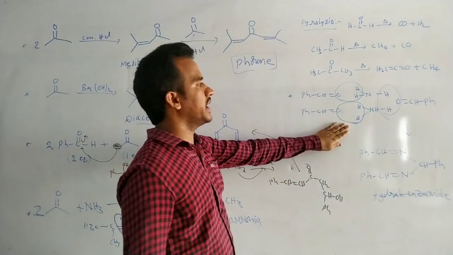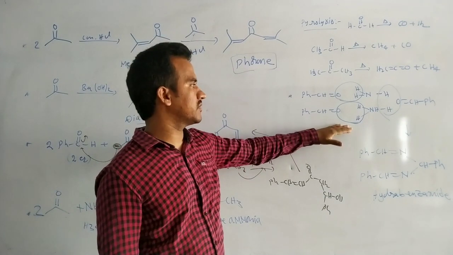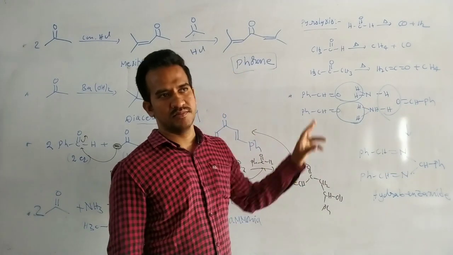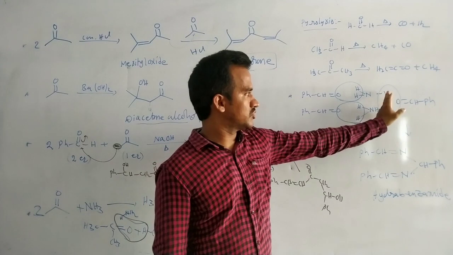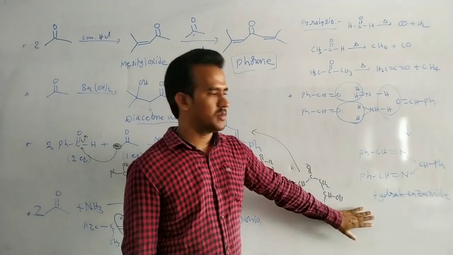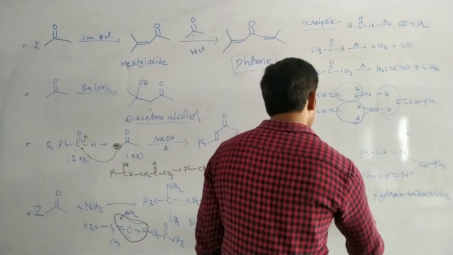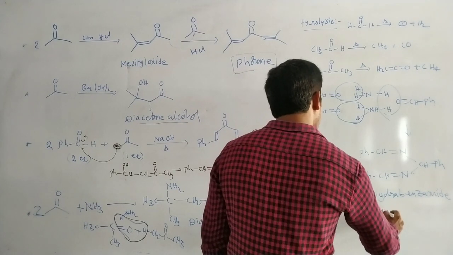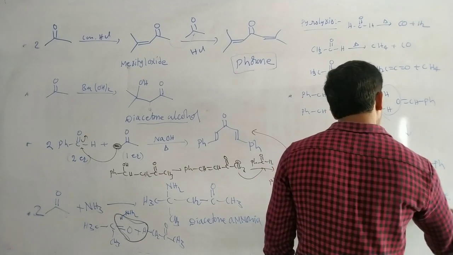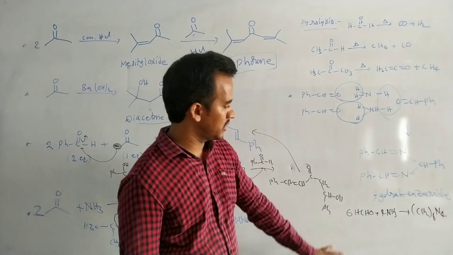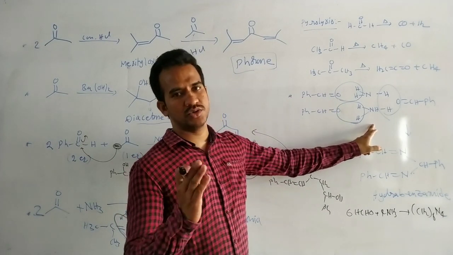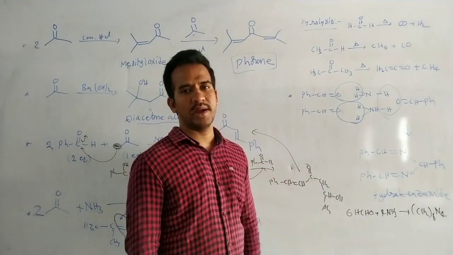Here I'm treating benzaldehyde with ammonia. That means 3 equivalents of benzaldehyde and 2 equivalents of ammonia give hydrobenzamide. Or suppose 6 moles of formaldehyde and 4 moles of ammonia, we get urotropine, (CH2)6N4. Already we studied this one. So 3 equivalents of benzaldehyde and 2 equivalents of ammonia give hydrobenzamide.